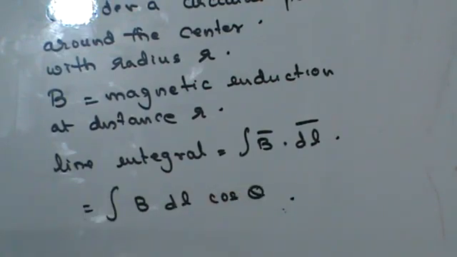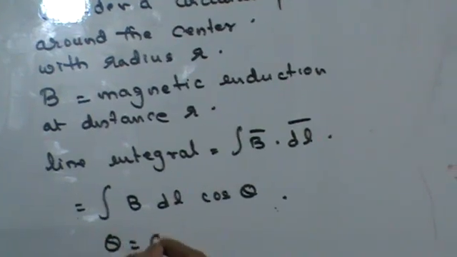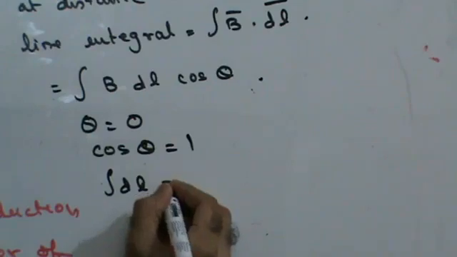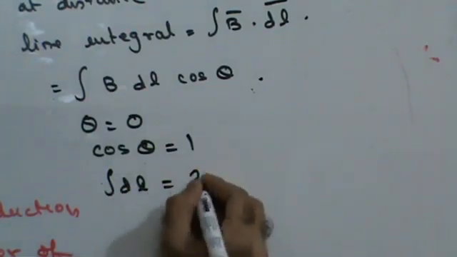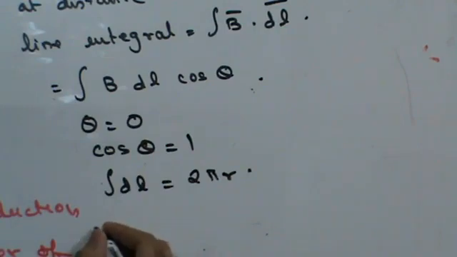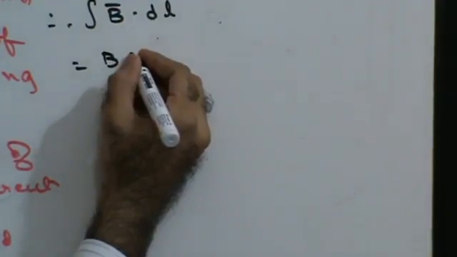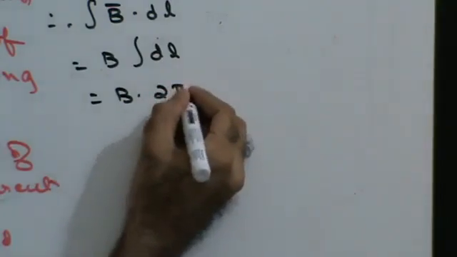Obviously the magnetic induction and the given path element are going to be at an angle of 0, so theta is going to be 0, cos theta is going to be equal to 1. And since you have drawn a circle around the given path, the integral of dl is going to be nothing but 2 pi r. Therefore the integral of B vector dot dl vector is going to be B into 2 pi r, since B is constant.